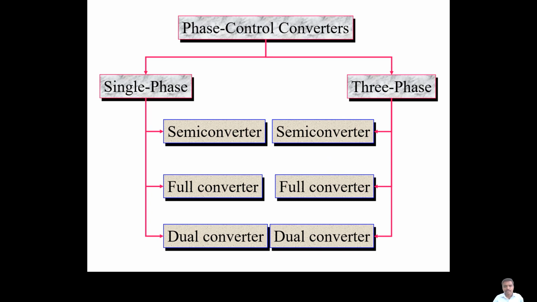So basically the classifications of phase controlled converters are single phase and three phase. In single phase we will have semi converter, fully controlled converter and dual converter. The same type of classification is for three phase converters: semi converter, fully controlled converter three phase, dual converter three phase.